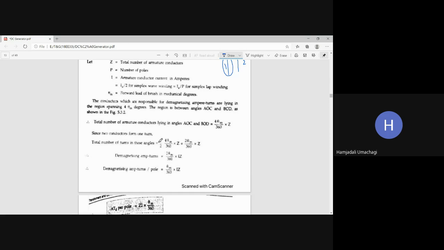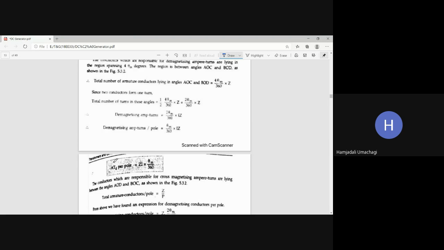Already I got the information in terms of turns here. Now you multiply this with the current value. Demagnetizing ampere turns means you just multiply it with I. So it is 2 theta m by 360 into Iz. This is demagnetizing ampere turns for all the poles. But if I want the demagnetizing ampere turns per pole, then for the same expression you multiply it with half, that is 1 by 2 into 2 theta m by 360 into Iz. The numerator 2 and denominator 2 cancel with each other, and you are left with theta m by 360 into Iz. So ATD per pole is equal to Iz into theta m by 360.